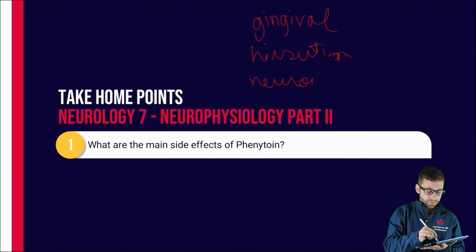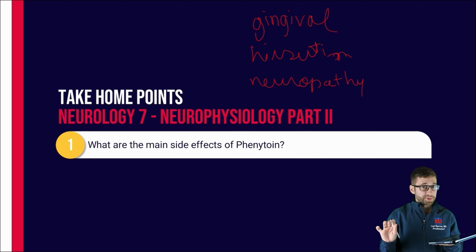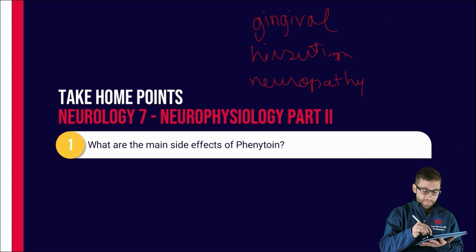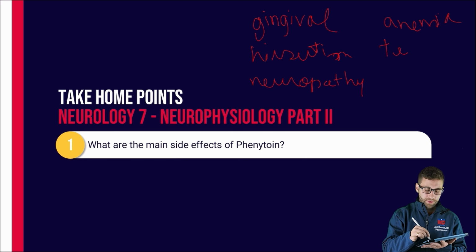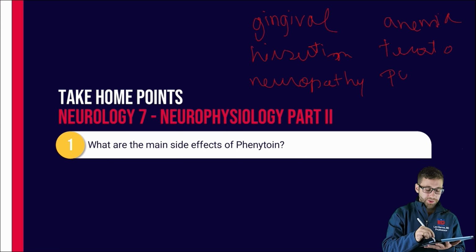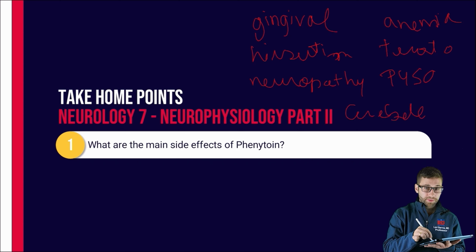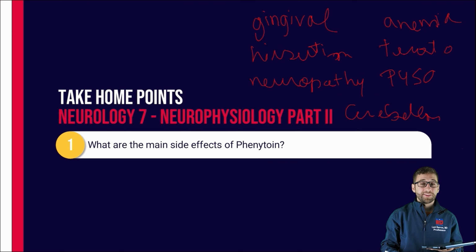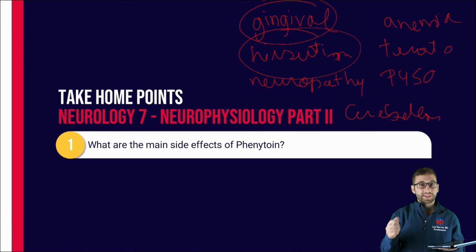Peripheral neuropathy, numbness and tingling in extremities, in case you don't know. Megaloblastic anemia due to folate deficiency. Teratogenic side effects such as fetal hydantoin syndrome. Drug interactions due to cytochrome P450 enzymes. And finally, cerebellar symptoms such as ataxia and nystagmus. Quite a lot, right? The most important of them are gingival hyperplasia and hirsutism. Please remember them, okay? Let's keep going.